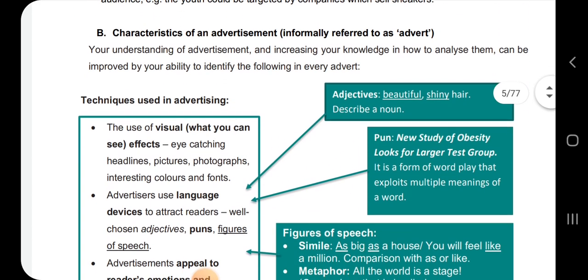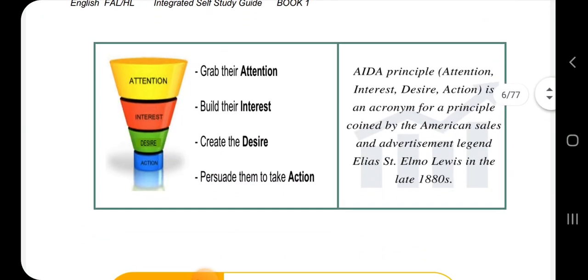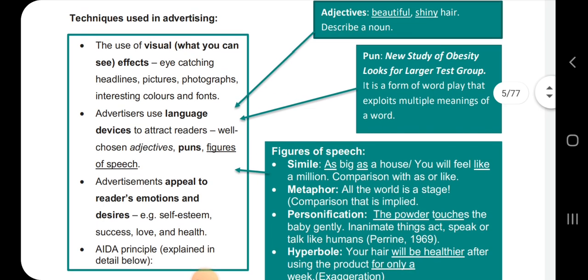Okay. So, characteristics of an advertisement, informally referred to as an advert. We have techniques used in those characteristics. We'll look at these ones. An advert needs to grab attention, build trust, create a desire, and persuade them to take action. Okay. And the techniques used in advertising are that they use visuals. They can use an eye-catching headline, picture, photograph, interesting colors or fonts, and then they also use language. Okay. And they appeal to the reader's emotions by using figures of speech.